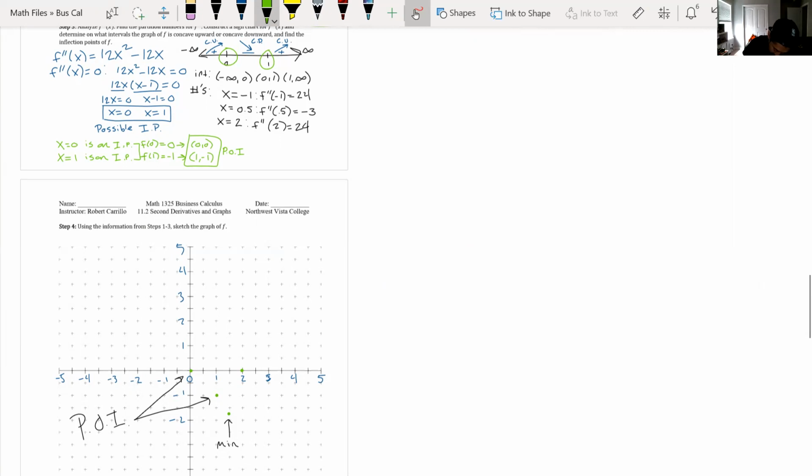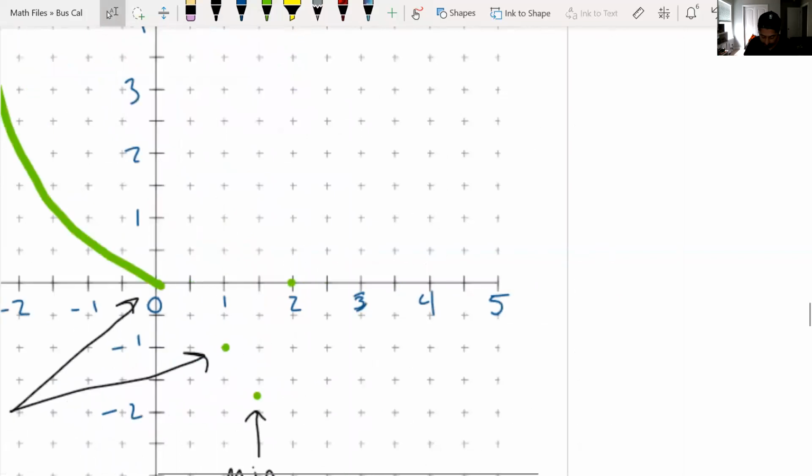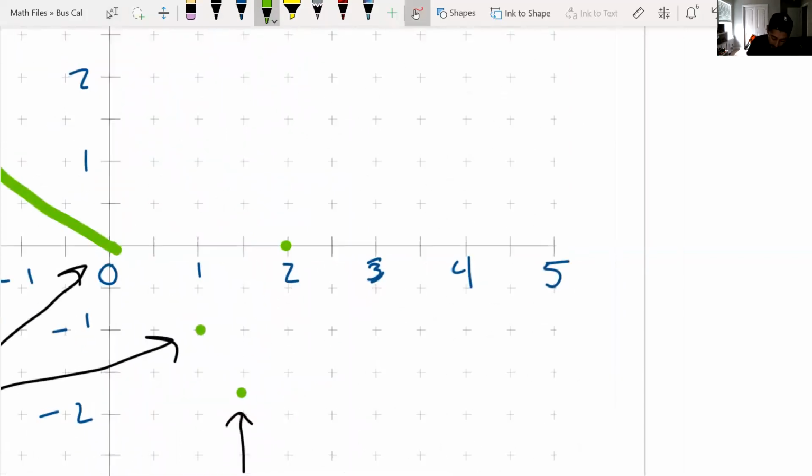So I'm going to have something like that. That's concave up. And then look at the sign chart again. From 0 to 1, we are concave down. So that's just from 0 to 1. So this changes like that. That part is concave down. It may not look like it, but it's enough.